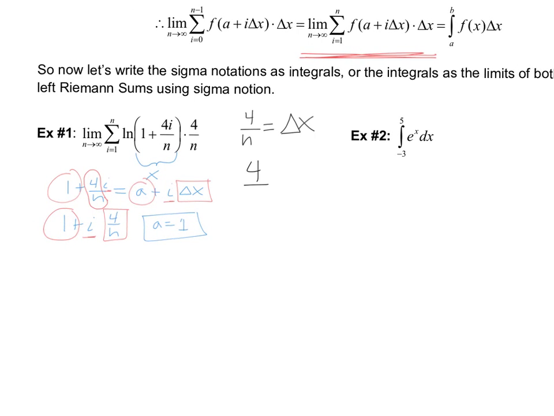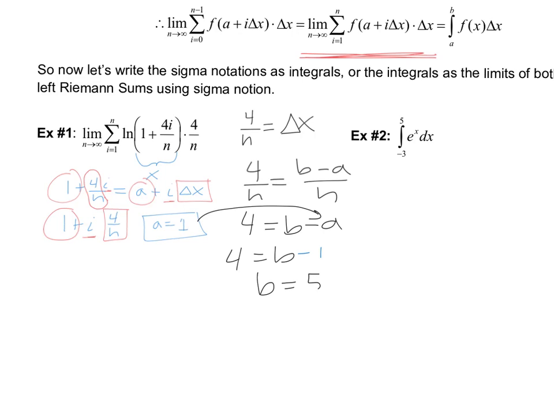We know that 4 over n is delta x, and we also know that delta x is b minus a over n. Well, these both have n's in them. In fact, if you multiply both sides by n, you would just get that 4 equals b minus a. And now we actually know what a is, so we can plug that in. You get 4 equals b minus 1, add 1 to both sides, and now we also know that b equals 5.